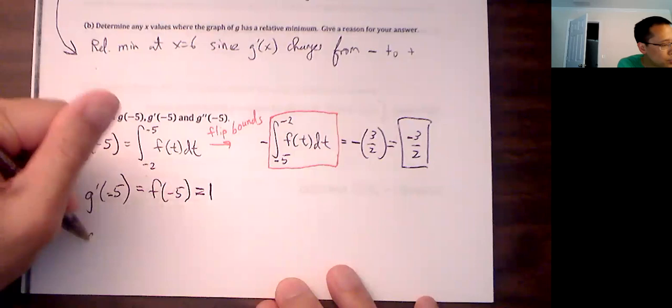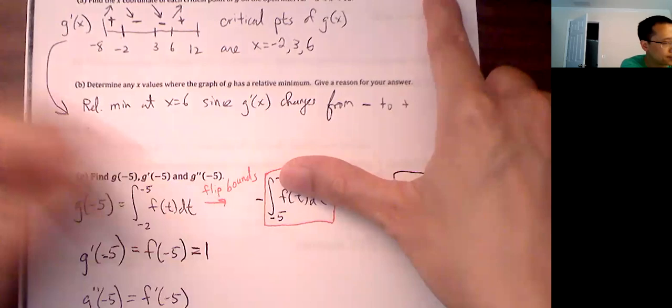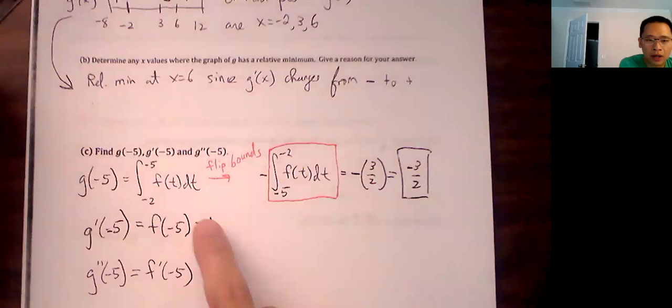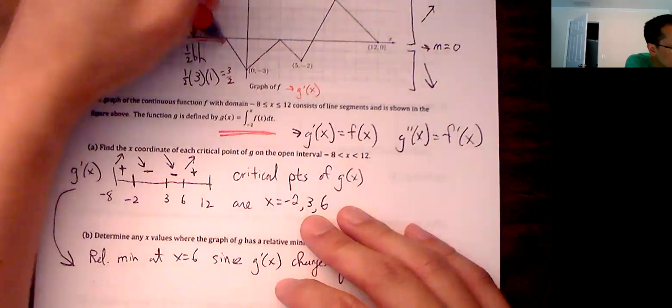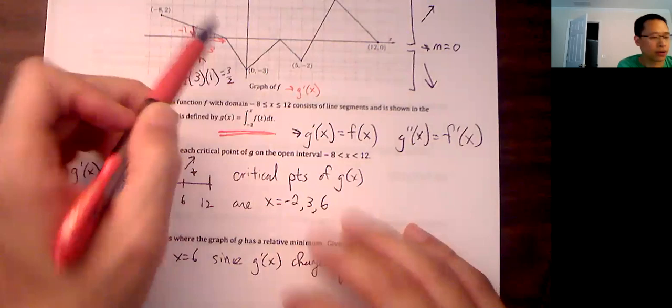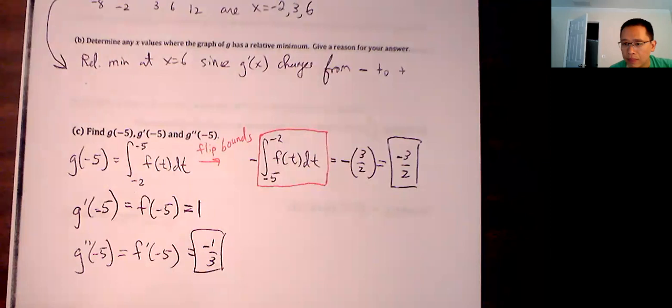Finally, g double prime of negative 5. And we defined that before as f prime of negative 5. So that's asking not for the area, not for the ordered pair, but for the slope, right? We want to find the slope of the f graph, and that's a negative slope. We just do rise over run. We go down 1. We go over 3. So negative 1/3, right? My slope is negative 1/3. All right, no questions so far? Okay. All right, next page.